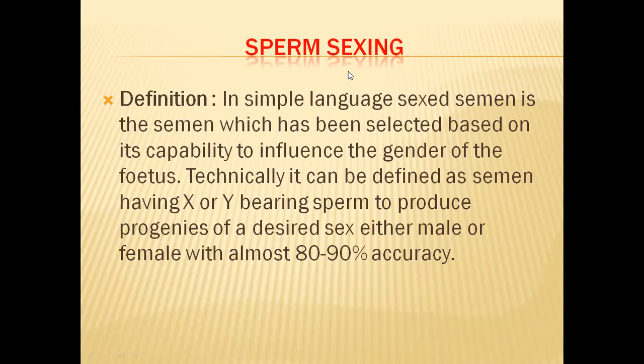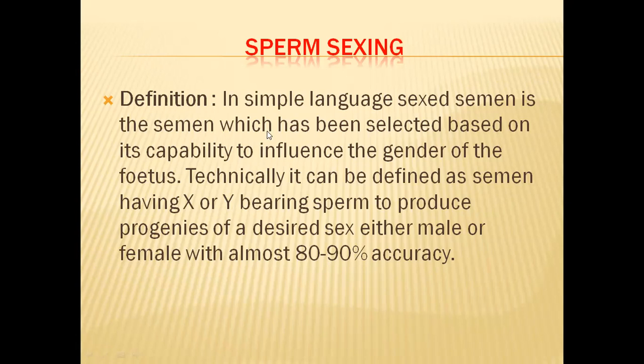We know that sperms having X chromosome, when they unite with the ova, give rise to a female baby. And sperms having Y chromosome, if they unite with the ova, give rise to a male baby. In this way, the sex of the baby or offspring is directly controlled by the sex chromosome of the sperm.